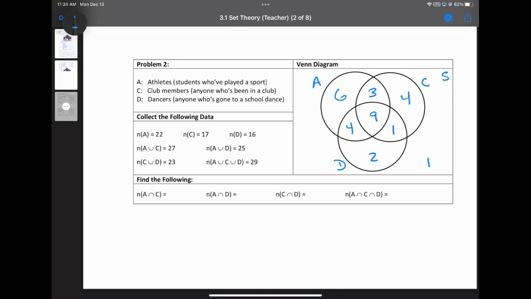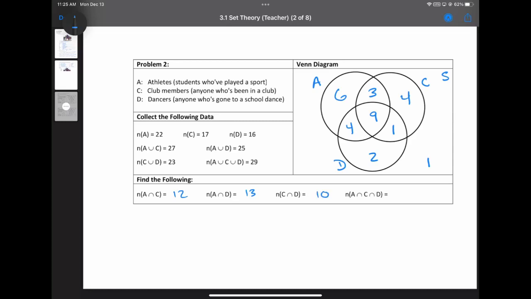Okay. Now let's see if we can actually answer the questions based on our Venn diagram. Number of people that are in A and C, so they're athletes and club members. That would be the middle football, the 3 plus the 9, so it's 12 people. Number of people who are athletes and dancers, that's kind of the left football, the 4 plus 9 is 13.